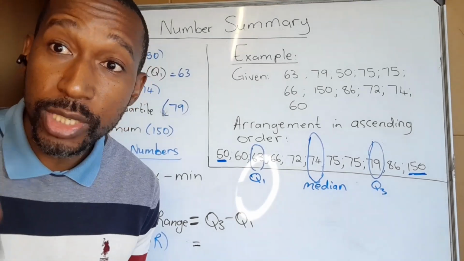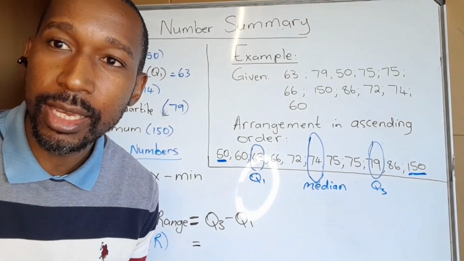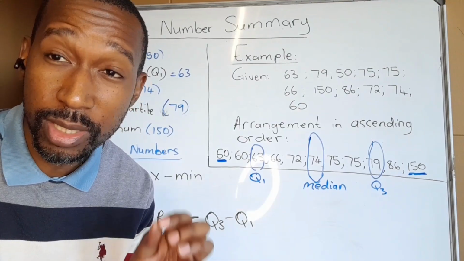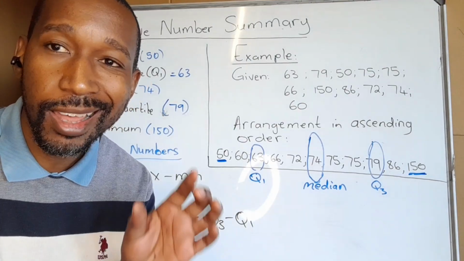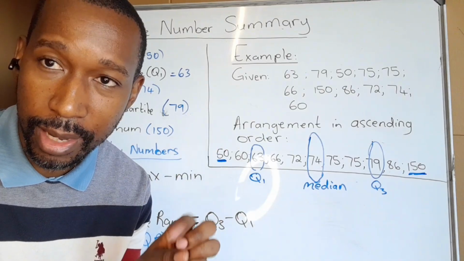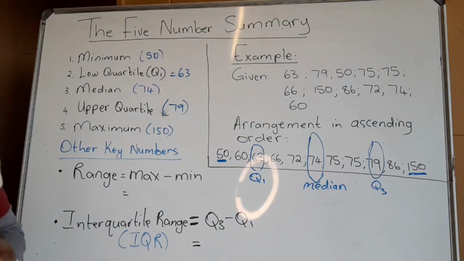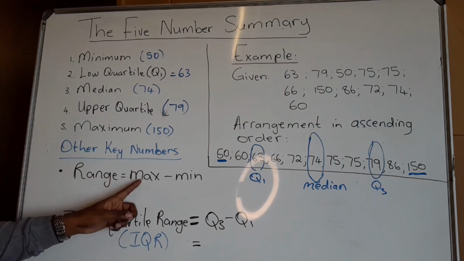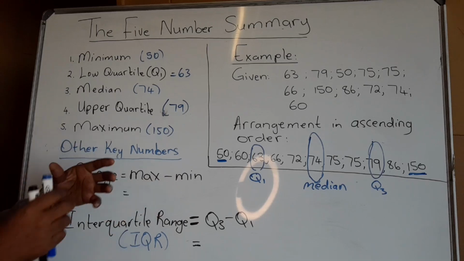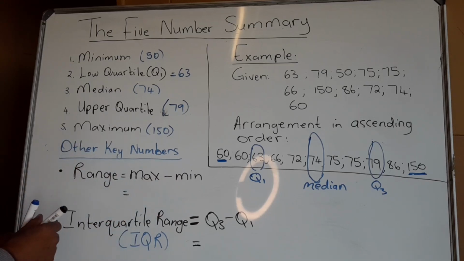So now we are going to take a look at some other key information that we can get from box and whiskers diagrams and 5-number summaries that is essential in analyzing data. So number one is what we call the range. The range looks at the maximum minus the minimum. So what is the difference between the maximum and the minimum?